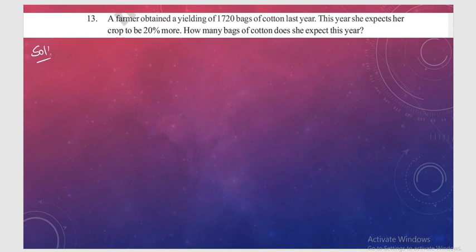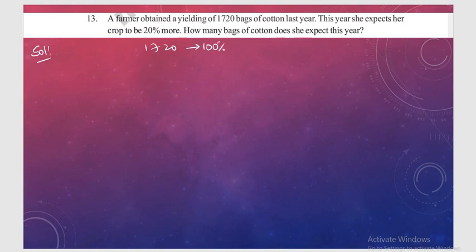A farmer obtained a yield of 1720 bags of cotton last year. This year she expects her crop to be 20% more. So last year 1720 bags of cotton was the yield, and this year they are expecting to get 20% more. How many bags of cotton does she expect this year? So this 1720 number of bags is nothing but 100%, right?